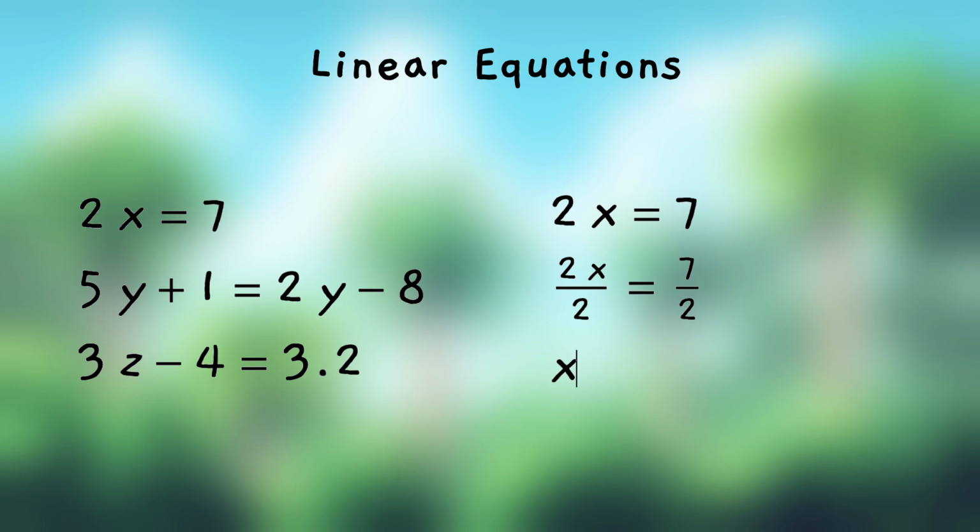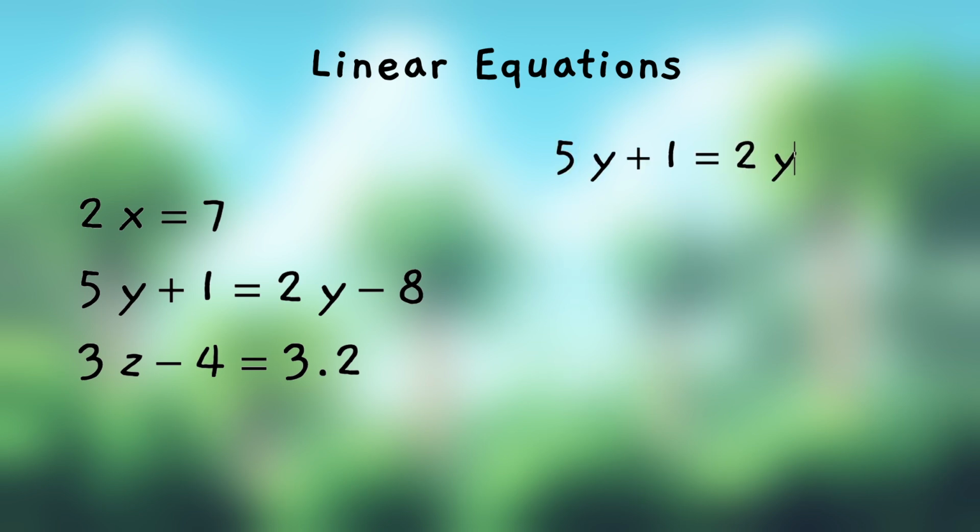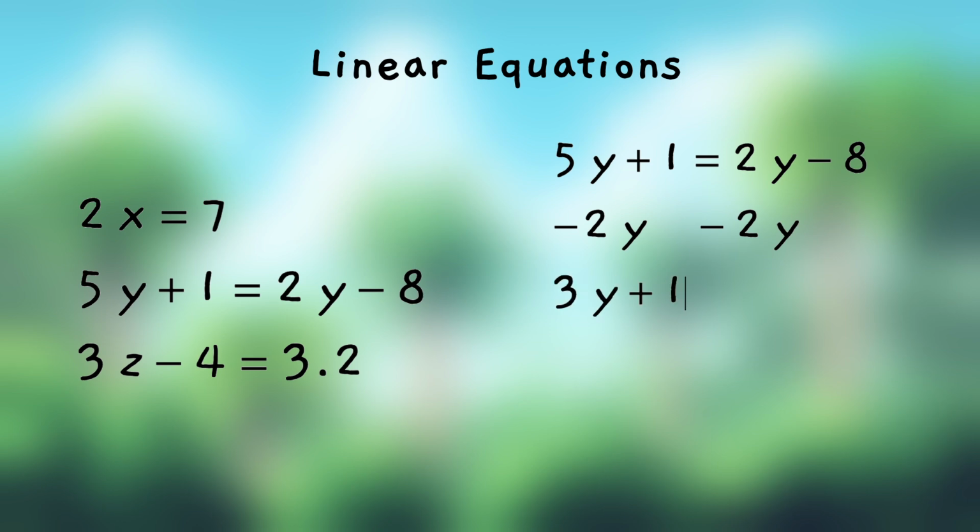So that gives us x equals 7/2. So that's how you would solve the first one. Now let's look at the second equation. Once again, the goal is the same, get y on a side by itself. So we will subtract 2y from both sides. Remember, if you do something to one side, do the same thing to the other. That gives us 3y plus 1 equals negative 8. Next, we'll subtract 1 from both sides, and that will give us 3y equals negative 9. Divide both sides by 3, and you get y equals negative 3.